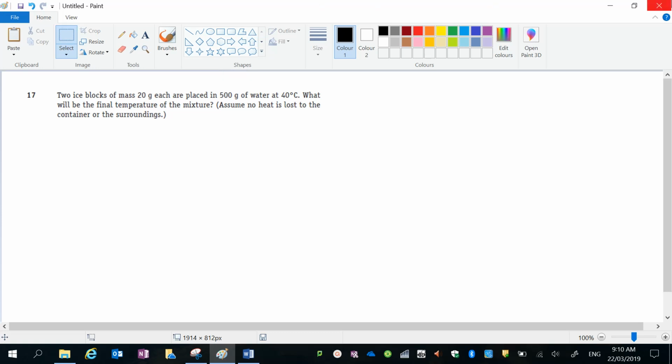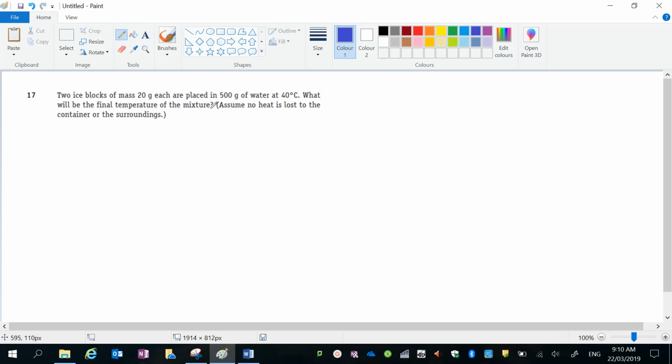Question 17 from the heat topic. Two ice blocks of mass 20 grams each are placed in 500 grams of water at 40 degrees. What will be the final temperature of the mixture? Assume no heat is lost to the container or the surroundings.